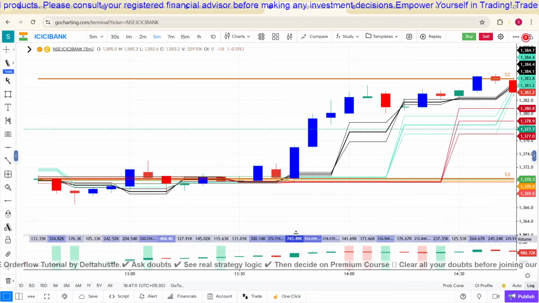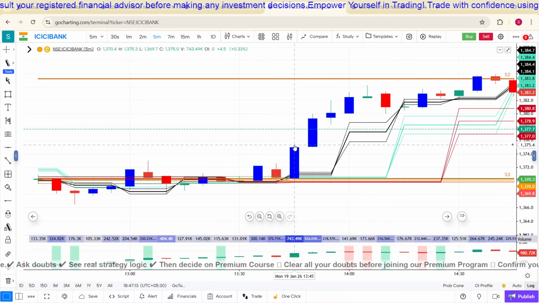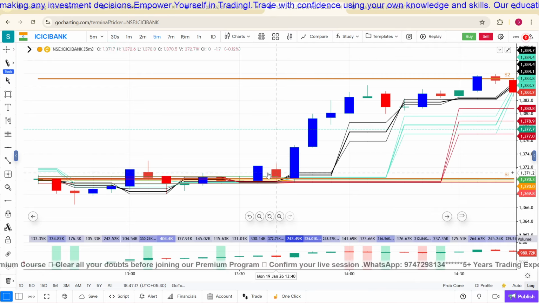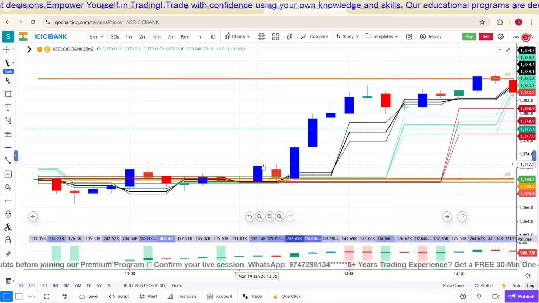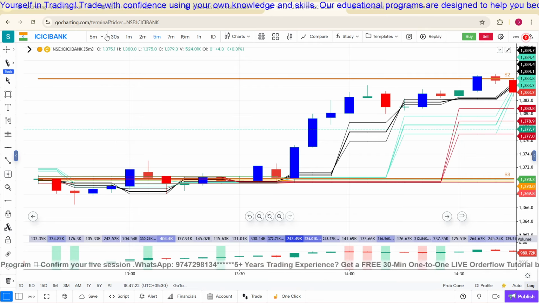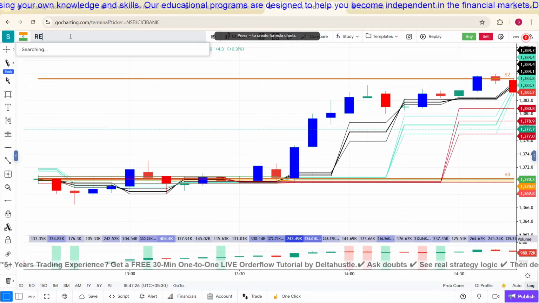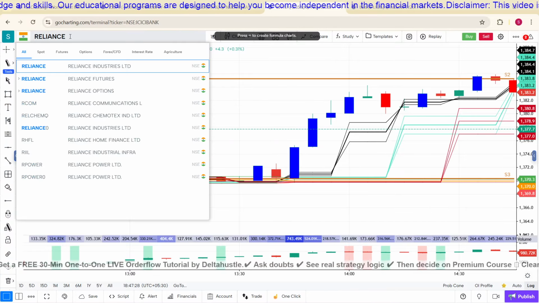But we need order flow confirmation before taking an entry. And here, this breakout is pakka. And this is also very good. And we can take some more entries here. What is that? Reliance, we can take. Reliance Industries.